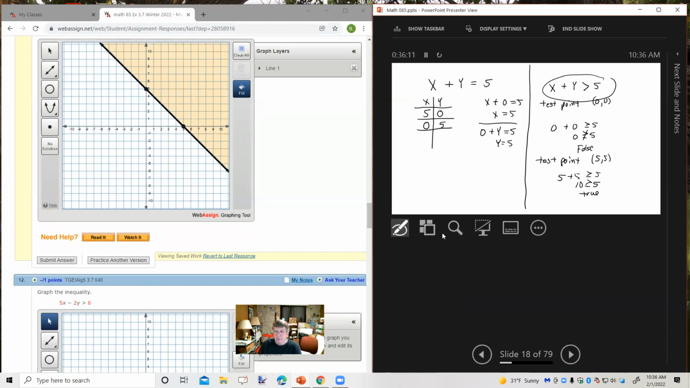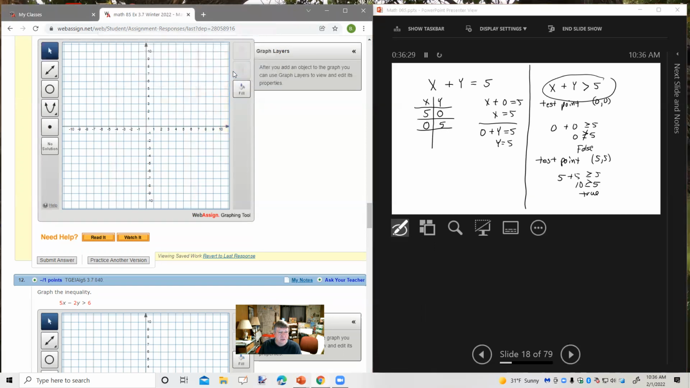Now, let's say that this is what I was going to graph, x plus y greater than 5, all right? I would still consider the equals to get my points for the line, okay? And I would graph, let's see, let's go back here and let's clear all of this.